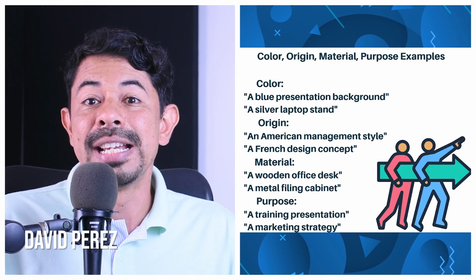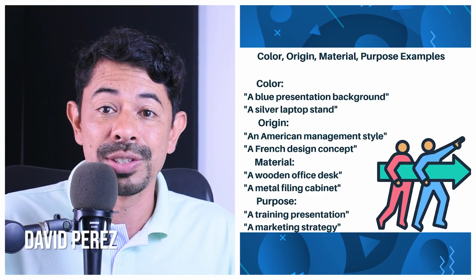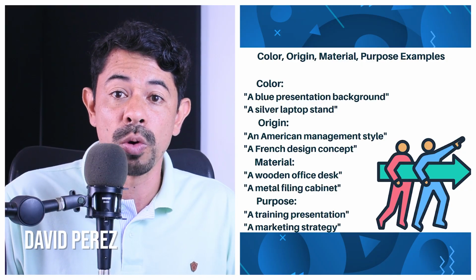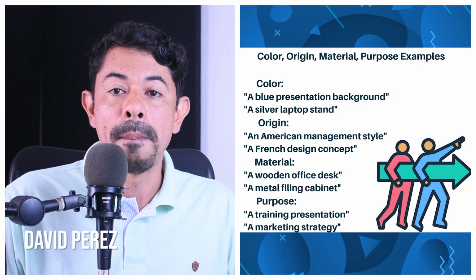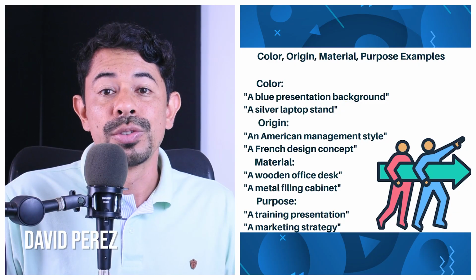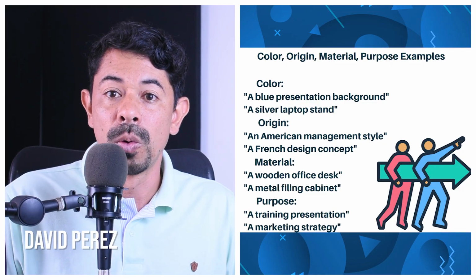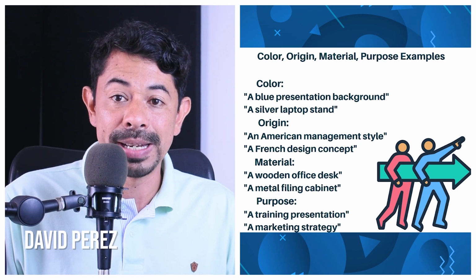The next one is material. This is important if you're working with physical products or physical things in your workplace. Wooden, metal, gold, plastic, wool, all those. So you can say, for example, a wooden office desk or a metal filing cabinet.